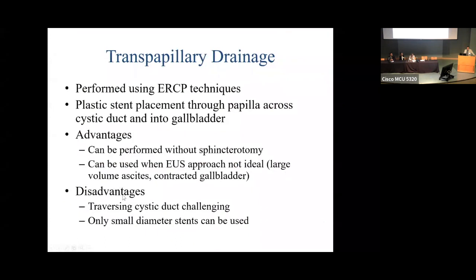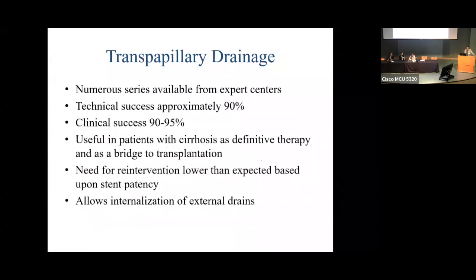The disadvantages are not only traversing the cystic duct, but actually sometimes specifically getting your catheter into the cystic duct can be quite challenging. And because the cystic duct is small, we really only can put small diameter stents, usually 5 or 7 French stents, which can be problematic in terms of the ability to really drain the gallbladder effectively in patients who have cholecystitis, but also the occlusion and need for repeat procedures.